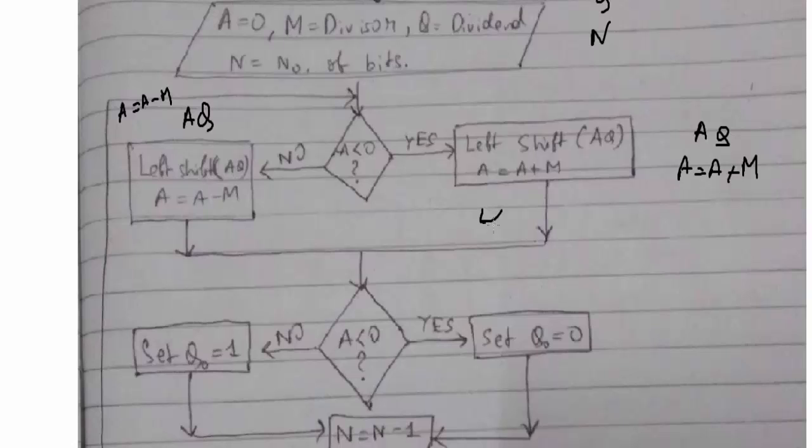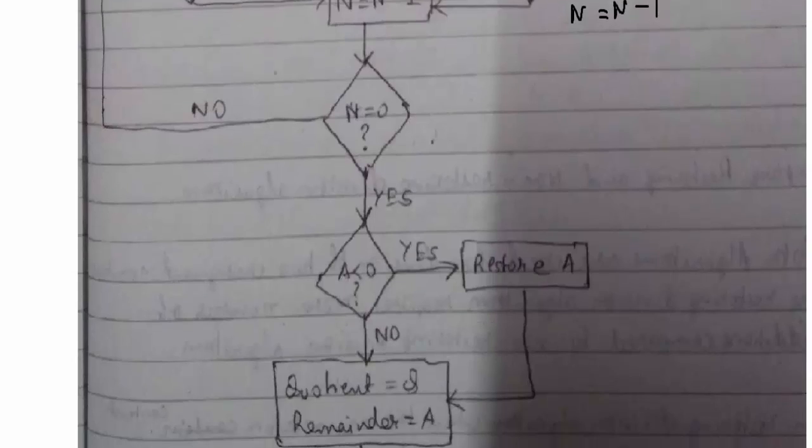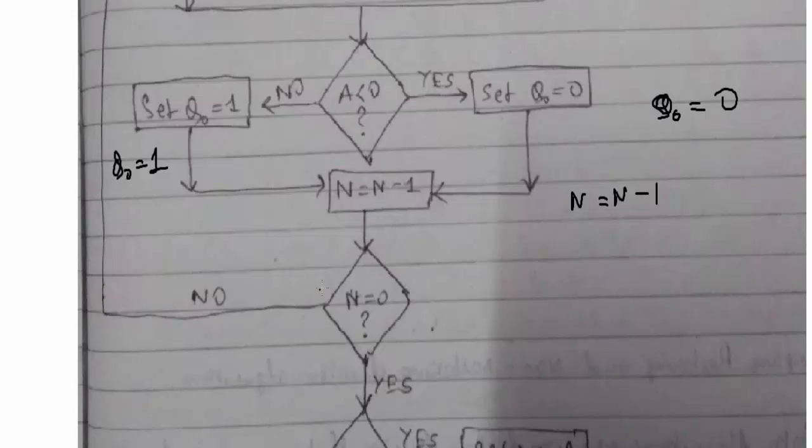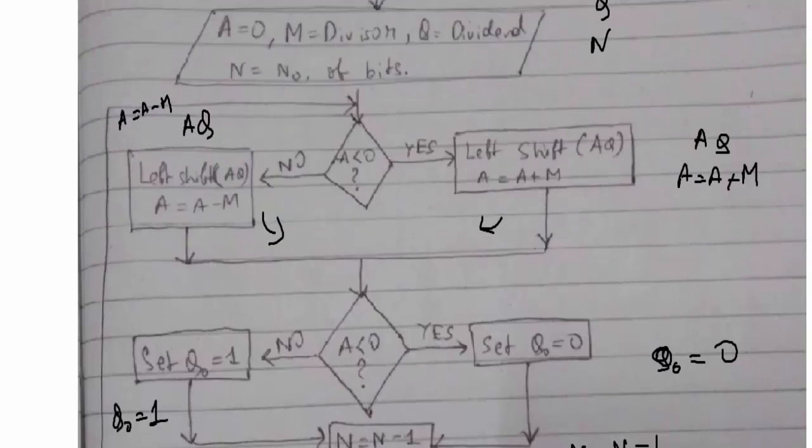And after both these steps, again we need to check the sign of A. If A is less than 0, or negative, set Q0 to 0, or else set Q0 to 1. And after performing all of this, do N equals N minus 1, just reduce the number of bits, and do this until N is 0. So there is a loop here, you can see this loop goes back to the top, and if N is 0, then again we will check whether A is less than 0 or not, that is, A is negative or not.